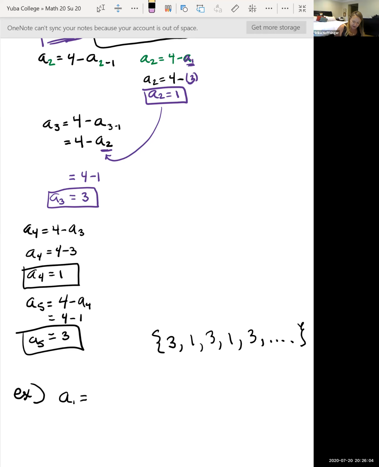What if they gave you a sub 1 was capital A and a sub n is equal to r times a sub n minus 1? Oops, that's actually r times a sub n minus 1. And they tell us that r cannot equal 0.